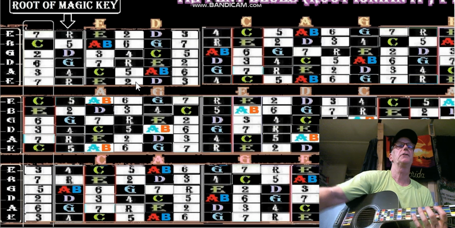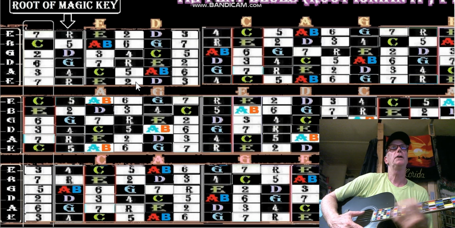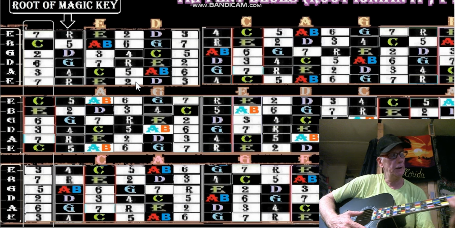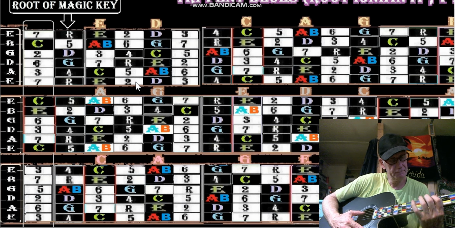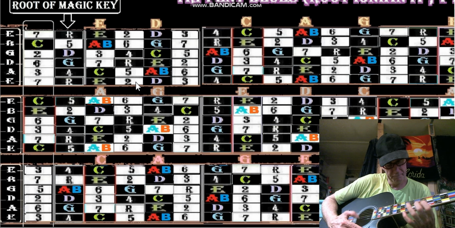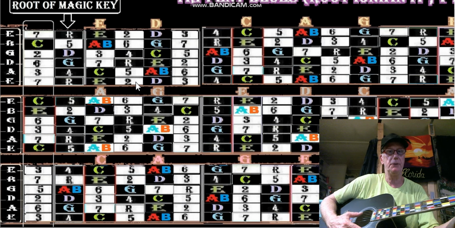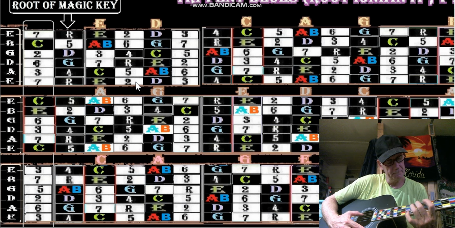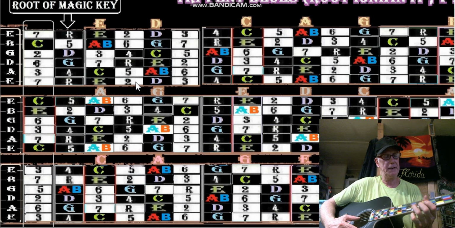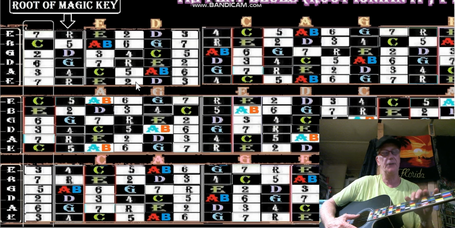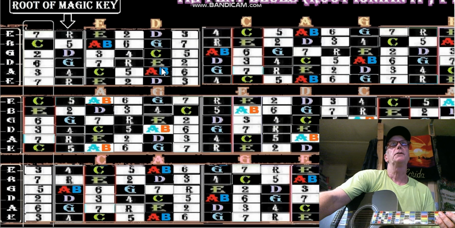Remember, the root key you could start here. You can call it 2, but you can play the root scale. So if I start on this C, I can go like this. I can still do that, or I can do the blues. Now we're just playing it as the Dorian. So that's where the blues note is.